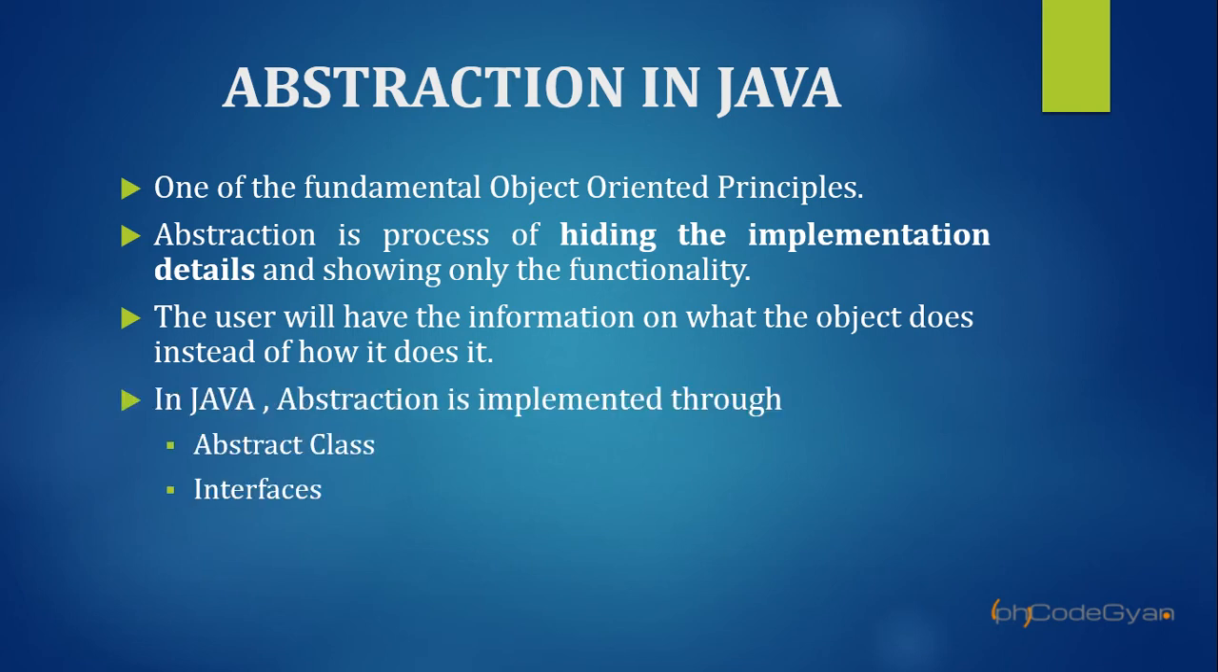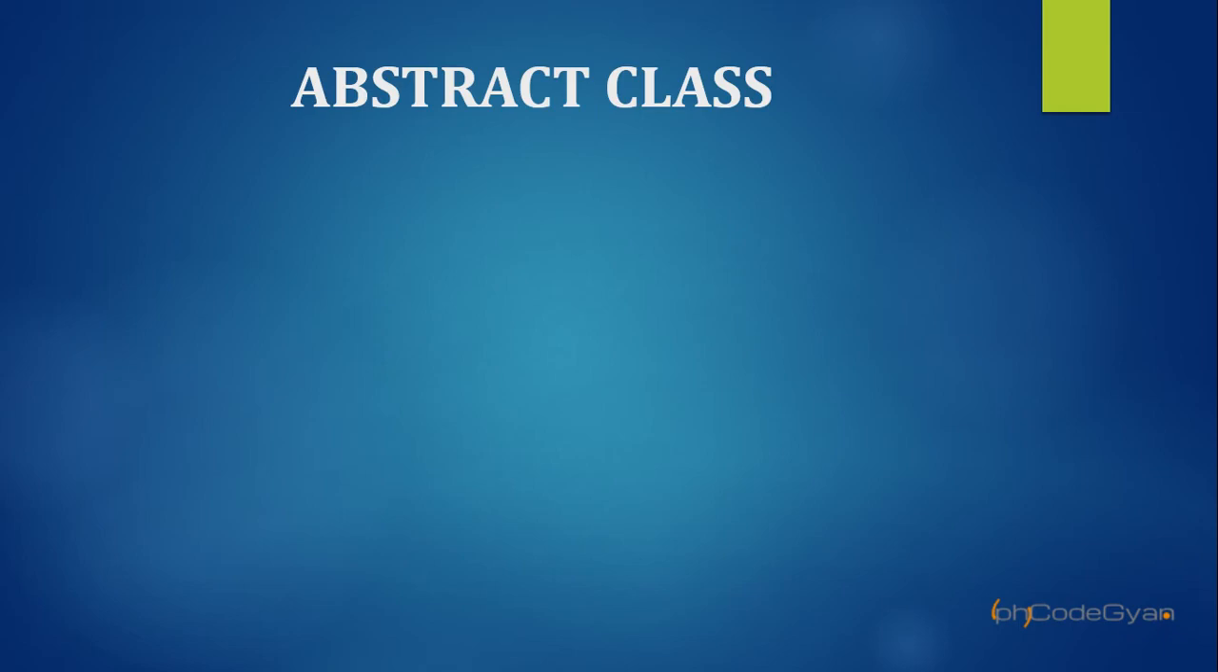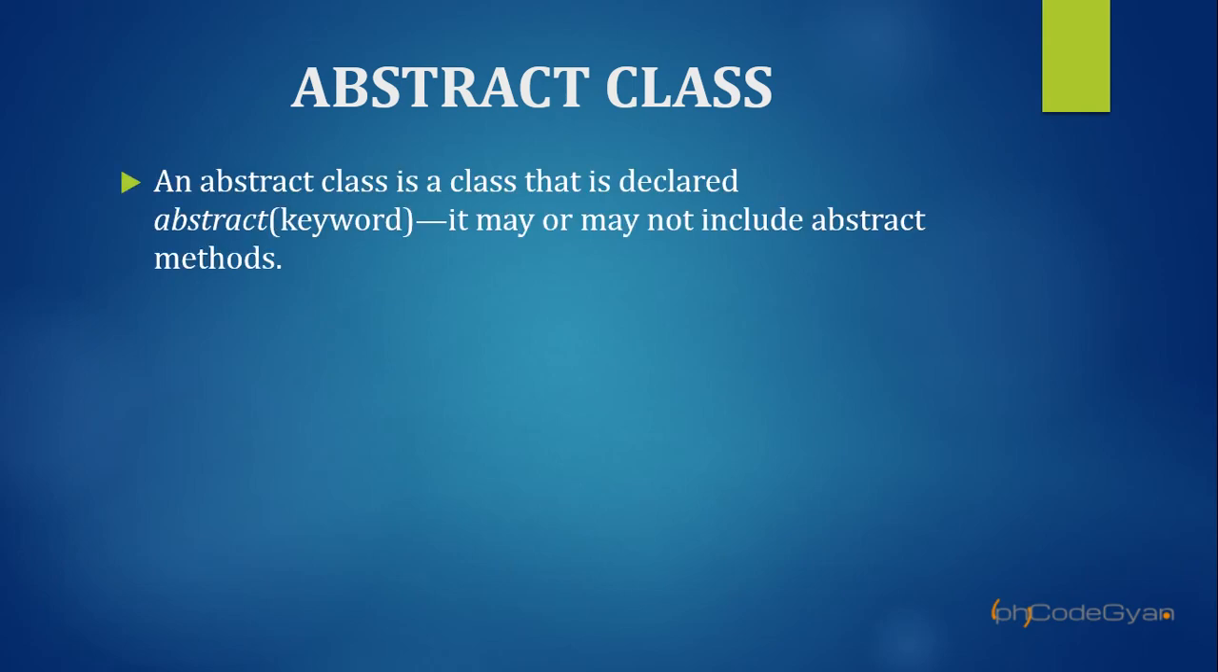In Java, abstraction is implemented through abstract classes and interfaces. So now let's start and understand about the abstract class. An abstract class is a class that is declared abstract. It may or may not include abstract methods. So friends, an abstract class is a simple class which has the abstract keyword added to it. It may or may not have abstract methods, but it has to have the abstract keyword added while defining the class.